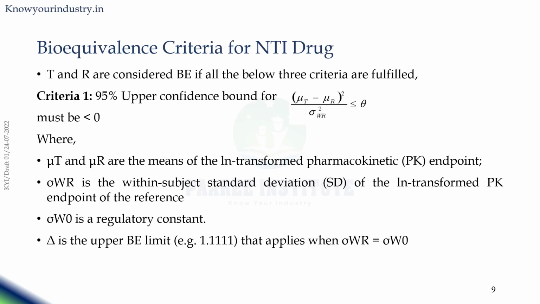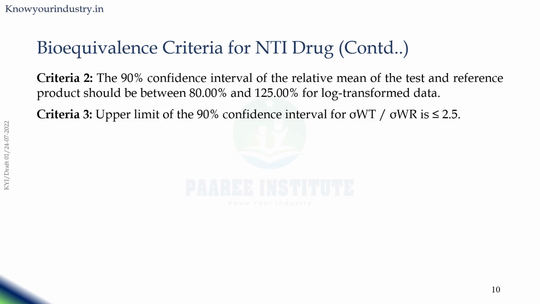This slide presents the bioequivalence criteria of the narrow therapeutic index drugs, how the 95% confidence upper bound is calculated, and what terminologies are used in the formula. For the bioequivalence criteria of the narrow therapeutic index drug, criterion 1 is that the 95% upper bound should be less than 0. Criterion 2 is that the 90% confidence interval of the relative mean of the test and reference product should be within 80 to 125% of the log-transformed data. And finally, criterion 3 is that the upper limit of the confidence interval for the test variance divided by the reference variance is equal to or less than 2.5.